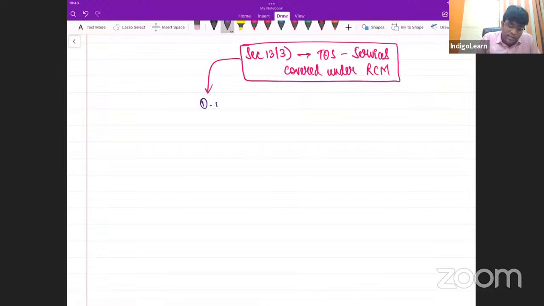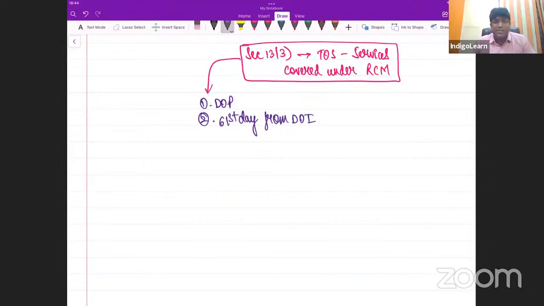Look at two dates. Number one, date of payment. Number two, 61st day from date of invoice. If you remember, there we had the story of what? 31st day from date of invoice. But here, what is the story? 61st day from date of invoice. Date of payment or 61st day from date of invoice. These two dates, whichever is earlier, that becomes the time of supply. Very, very simple answer. Clear, friends?